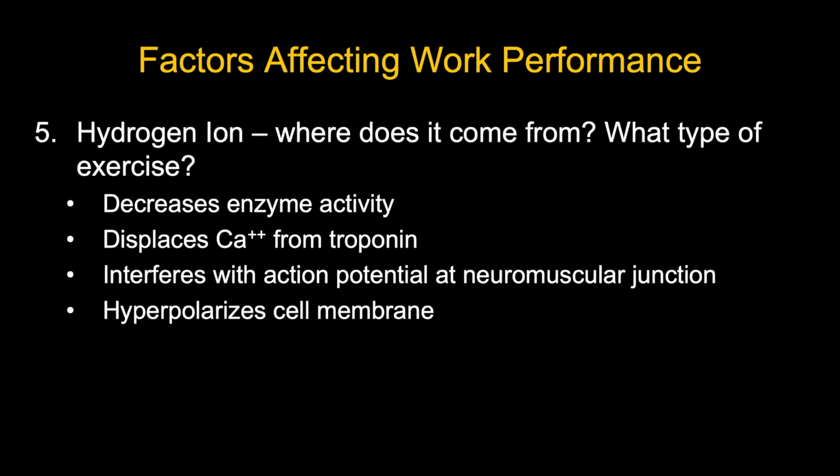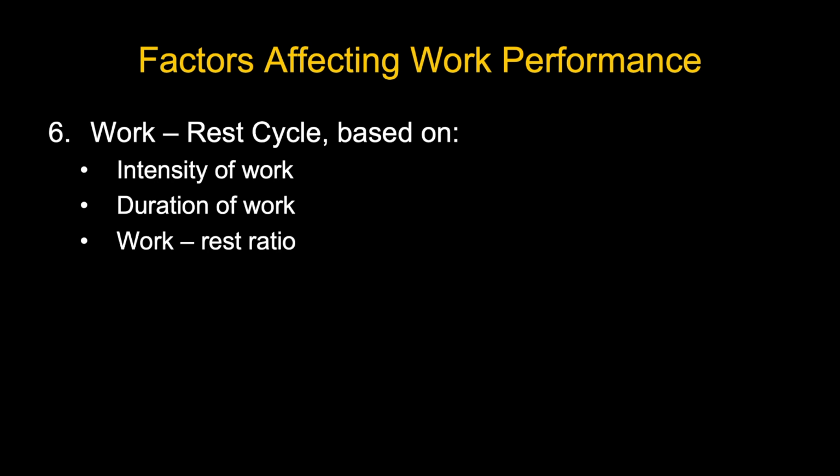The hydrogen ion also interferes with action potential propagation at the neuromuscular junction, as well as having the effect of hyperpolarizing cell membranes. As you might recall, hyperpolarization of a cell membrane means that there's less potassium within the cell. The hydrogen ion also inhibits mobilization of fatty acids from adipose tissue, meaning that we have to rely more now on glycogen stores. Another factor in muscular performance is the work-to-rest cycle, which is based on the intensity of the work, the duration of the work, and the work-to-rest ratio.